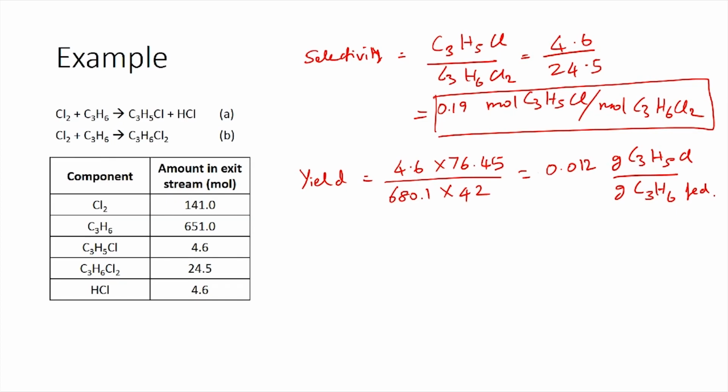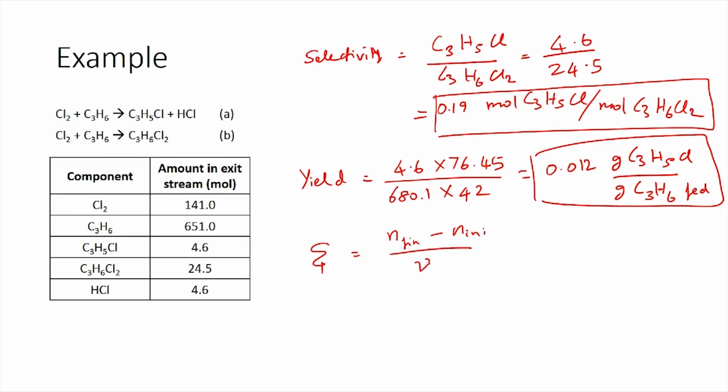The last value which you have been asked to calculate is the extent of reaction. So, the extent of reaction is calculated as N final minus N initial divided by the stoichiometric coefficient. So, for reaction 1 we would calculate it as 4.6, which is the number of moles of C3H5Cl which has been formed, minus 0, which would be the number of C3H5Cl moles which has been supplied initially, divided by its stoichiometric coefficient which is 1, giving you the extent of reaction as 4.6.